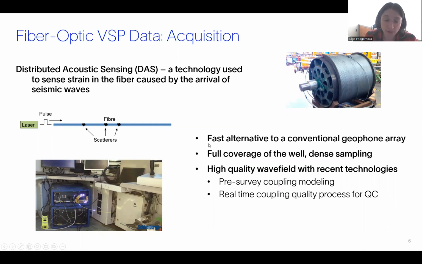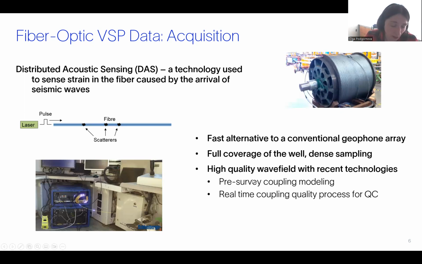So these sensors have become very, very popular because they are an alternative to the conventional geophone array, but they allow a much faster acquisition. You don't need to deploy a tool in the well and move it, so it's significantly faster. It also gives the full coverage of the well and dense sampling.